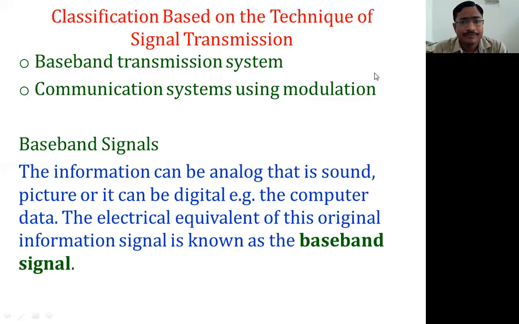Classification based on the technique used for signal transmission. Classification of the communication system based on the technique used for signal transmission. So there are two types. One is called baseband transmission, and the other is called communication using modulation scheme. We are going to discuss this in detail.